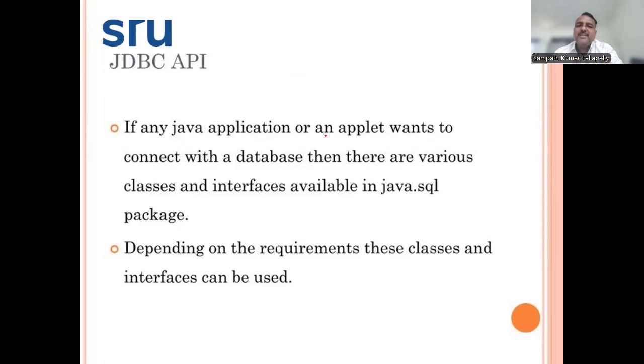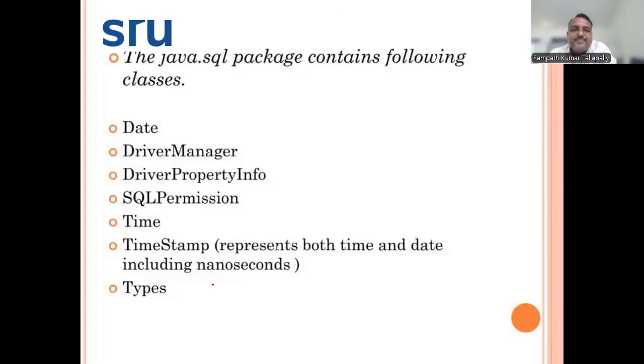So if any Java application or an applet wants to connect with the database, then there are various classes and interfaces available in my java.sql package. Depending upon the requirements, these classes and interfaces can be used. So your JDBC API is going to contain different classes, different interfaces, and depending upon the requirement, we are going to use these classes and interfaces for interacting with your databases.